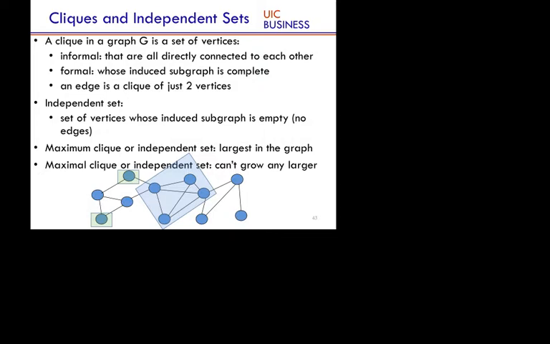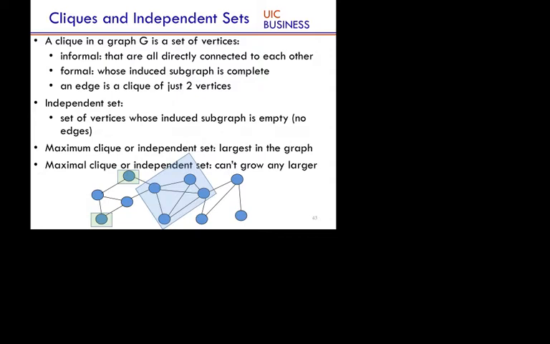And then there's the notion of maximum clique or independent set, which is the largest in the graph. For example, you can offline try to compute what is the largest independent set here. Okay, and also what is the largest clique? The largest clique is kind of easy to see. It's just this 4 vertex clique.